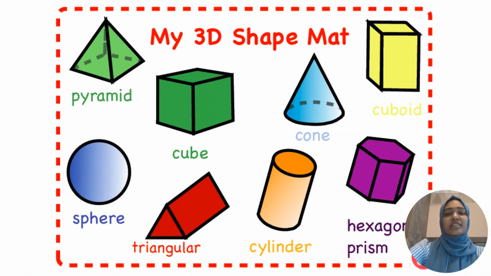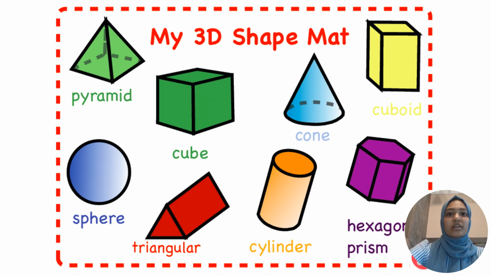A couple of examples of 3D shapes are a pyramid, which consists of 2D shapes, which are triangles and squares. The other one is a cube that consists of only squares. Then we have a cone that consists of a circle. We have a cuboid. Then we have a sphere, which is only round.